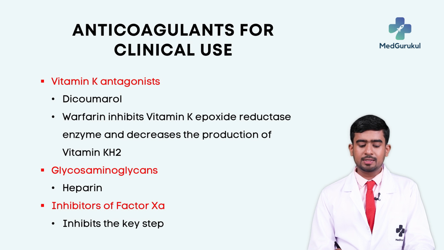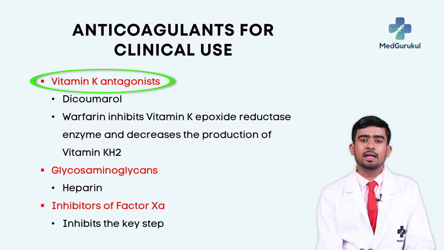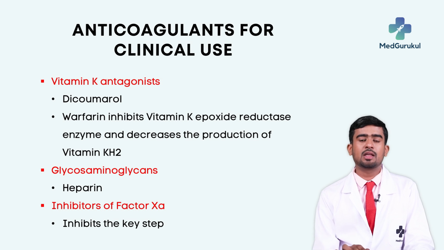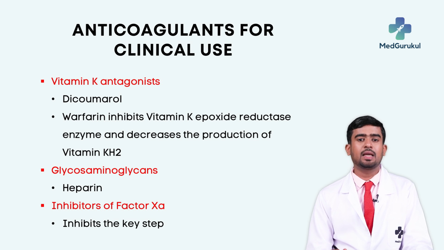So, what will these oral anticoagulants do? The most common or most widely used oral anticoagulants are vitamin K antagonists. That is, they will inhibit the formation of active vitamin K, or they will inhibit vitamin K epoxide reductase. We will see what will happen when vitamin K is not present in the active form.